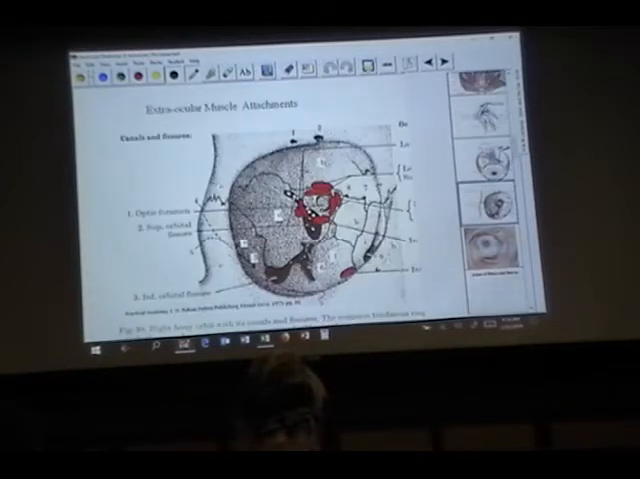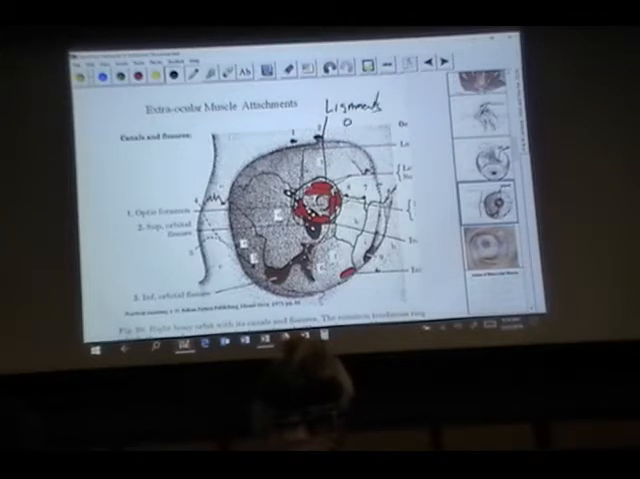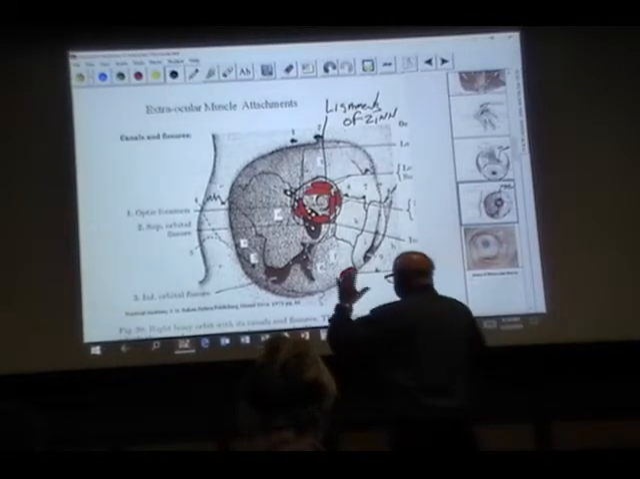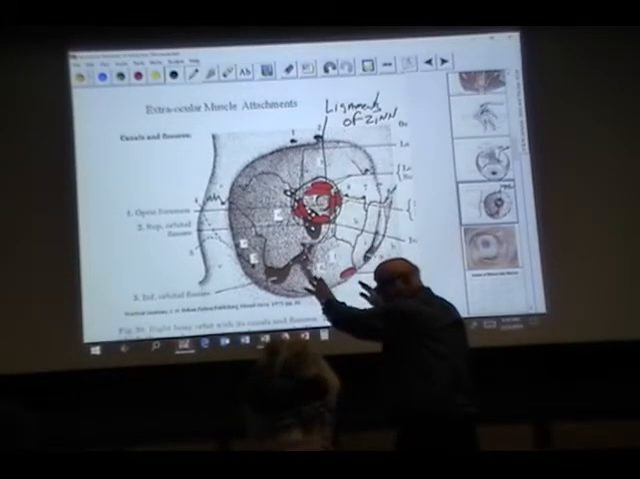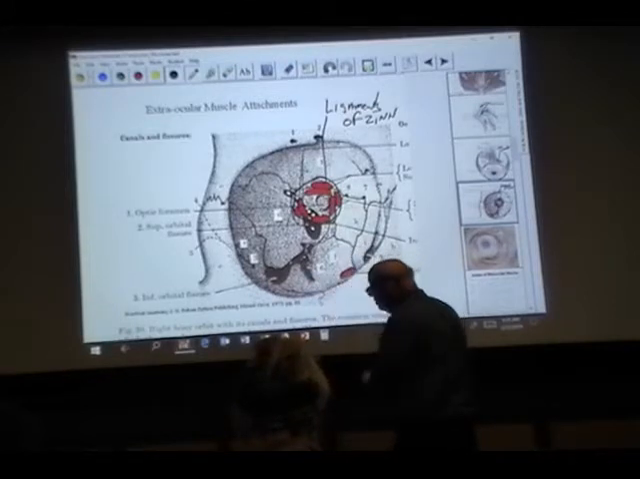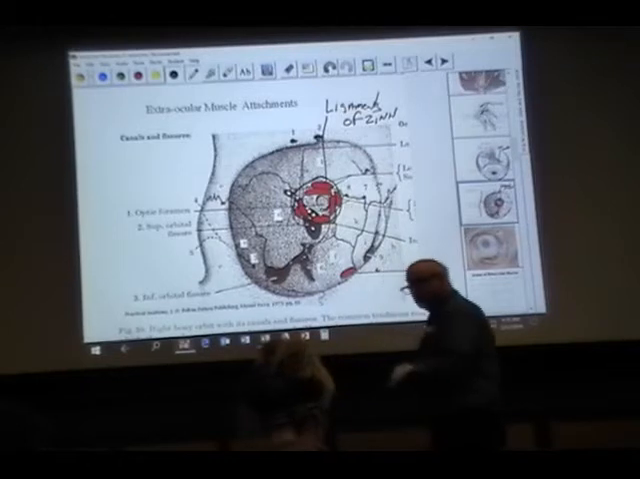And then back here are the muscles. This is the ligament of Zinn. So this is a posterior view, like from the inside? This is looking from anterior to posterior. The eyeball has been removed, so we're looking into the eye, but the points of origin of these 6 muscles are attached to that ligament of Zinn, which surrounds the optic nerve.